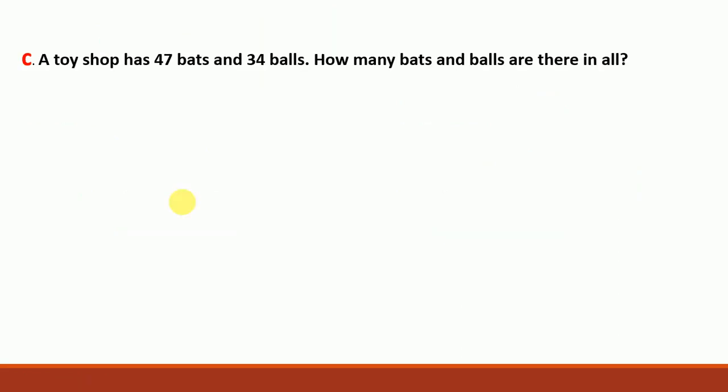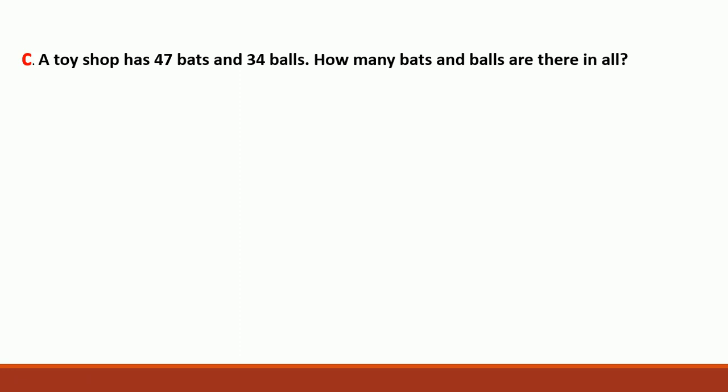We'll take one more story problem. A toy shop has 47 bats and 34 balls. How many bats and balls are there in all? They are asking the total number of bats and balls. To find this, we have to add. As it is a story problem, you have to write the statement and then add the numbers and find the answer.